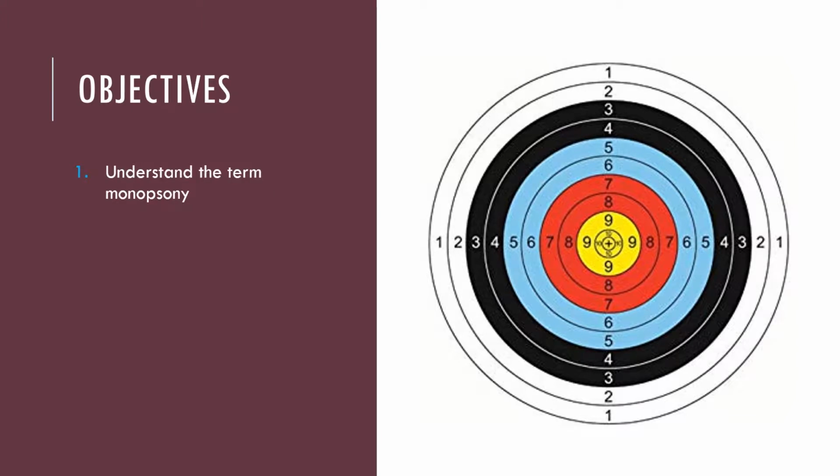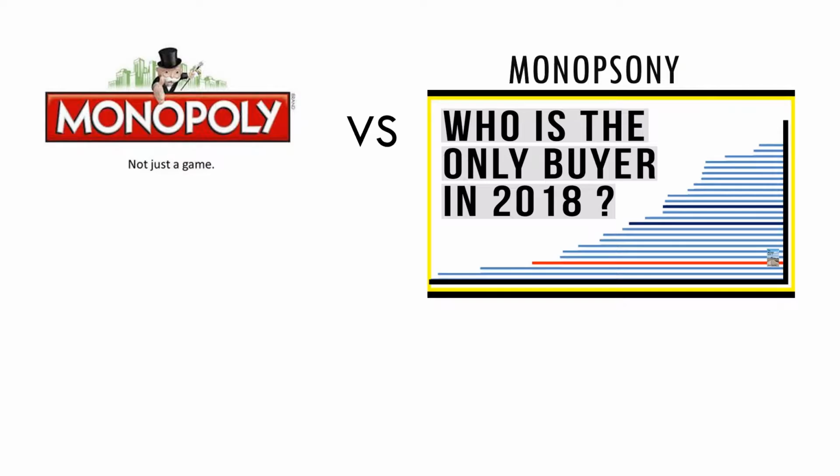So in this video we're going to look at the term monopsony and then evaluate it. It's important we don't confuse these two terms, monopoly and monopsony. Now monopoly is just a board game. Only joking. That's when we have one firm in the market, a monopoly. A monopsony, a different term, is when we have one buyer in the market.